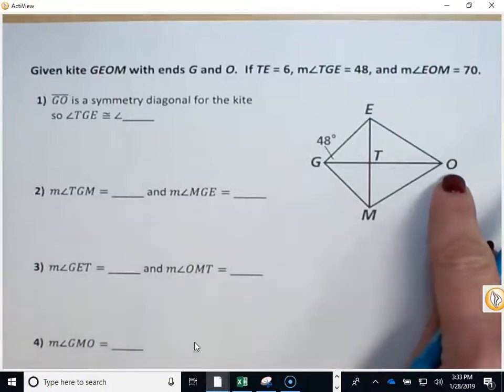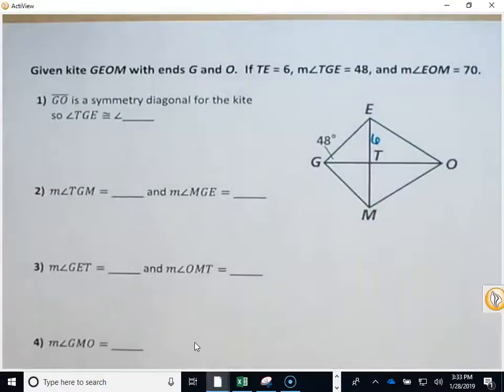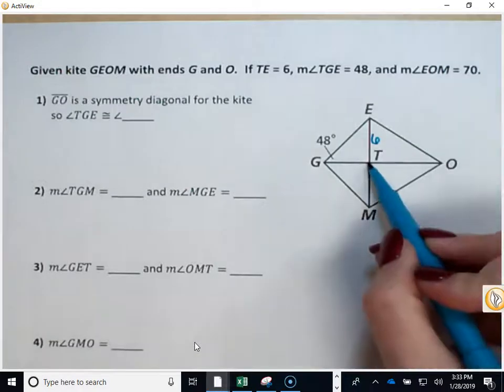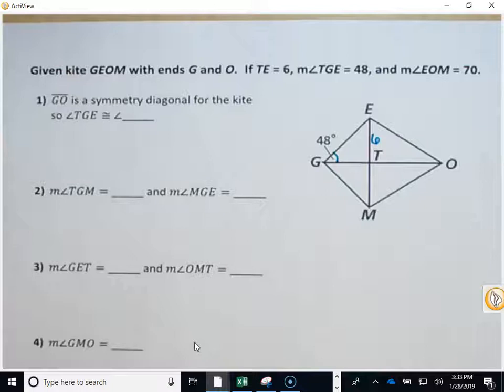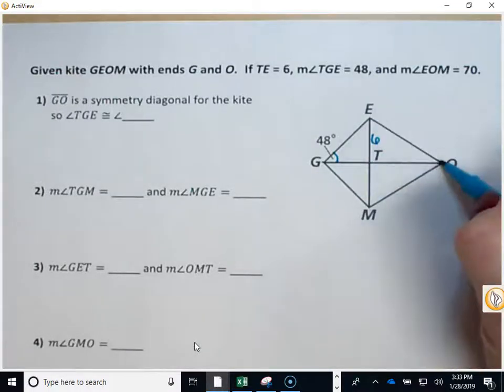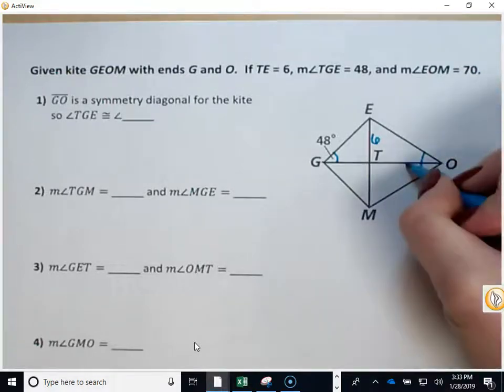If TE equals 6, so the distance from T to E is 6, always, always, always label your diagram with whatever information they tell you so you can see what you're working with. So going from T to E is 6. The measure of angle TGE, from T to G to E, is this angle here, which is 48 degrees. They've already labeled it for us. And then the measure of angle EOM, so E to O to M, this big angle here, is 70 degrees.